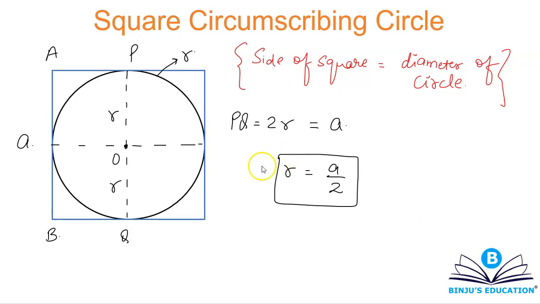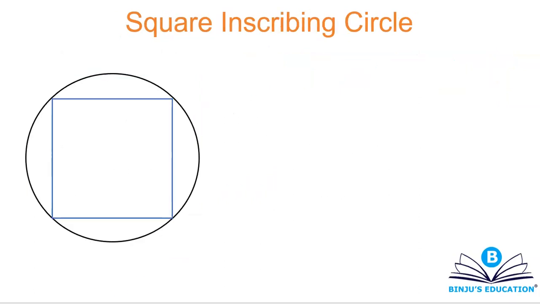Okay. Let's move on to the next one. A square inscribing a circle. Now in this case, you should realize that the diagonal of the square, let me draw this properly. So if I name this P, if I name this Q, the diagonal of a square is equal to the diameter of the circle.